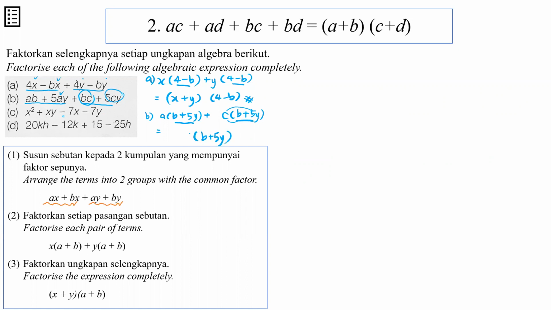And after I've taken it out, I'm left with a in the first term, c in the second term. That's it. Now, let's look at part C. Part C, we have a negative, so we've got to be careful.